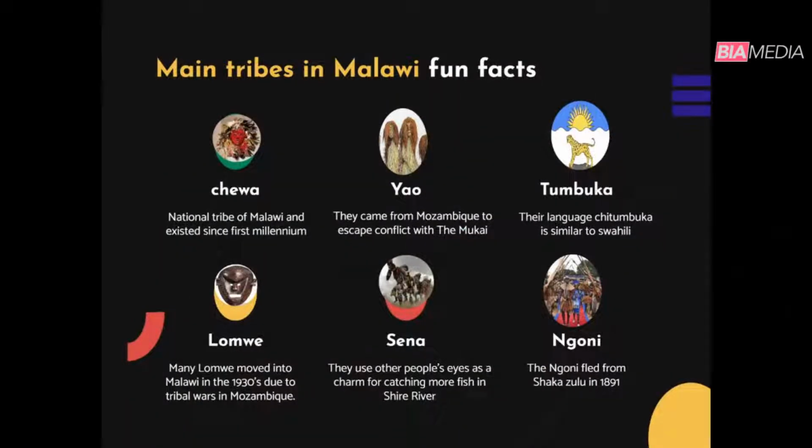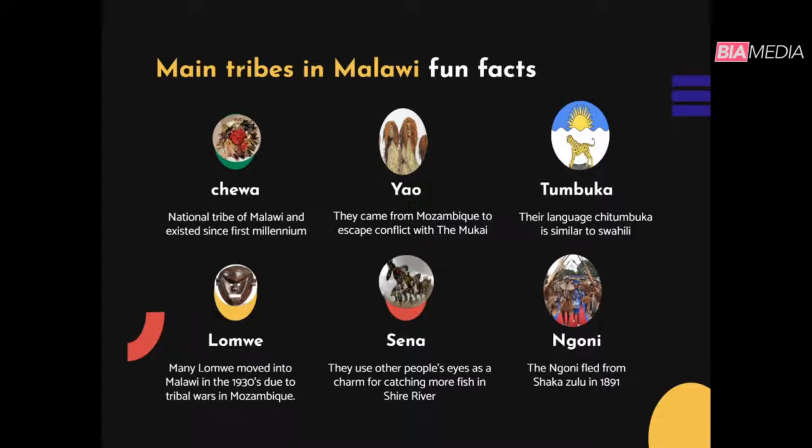The next one is the Yao, who are very much known for this thing called Gulewankulu. It's a very secretive group, and they do rituals and a lot of things with the dead. I'll talk about this in my course. It's very interesting. There's the Tumbuka, which is also another Bantu tribe, and it really comes from Swahili.